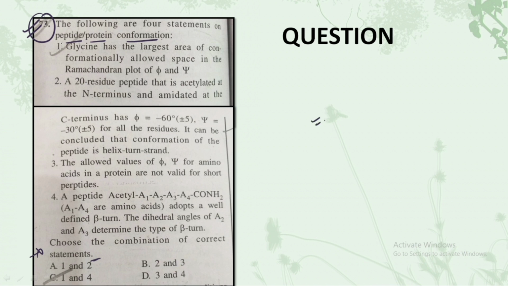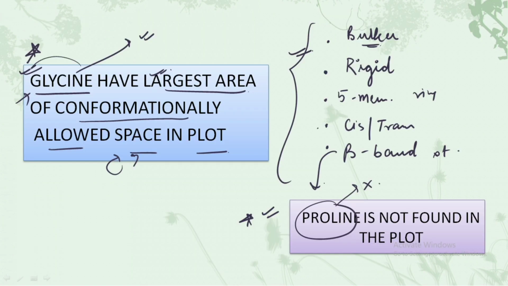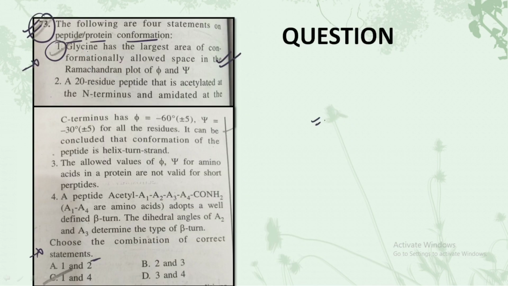Let's go with the first point now. The first point says that glycine has the largest area of conformationally allowed space in the Ramachandran plot of phi and psi, which is a very correct statement. Why? We have just discussed that glycine is found in the most area of the plot. Hence, this is the correct statement. I have told you this is a very important statement, and many times this has been repeated in the paper. So 1 is the correct statement, and then we have the second statement: a 20 residue peptide is acetylated at the N terminus and amidated at the C terminus that has these values for the residues. It can be concluded that the conformation for these is helix turn strand.